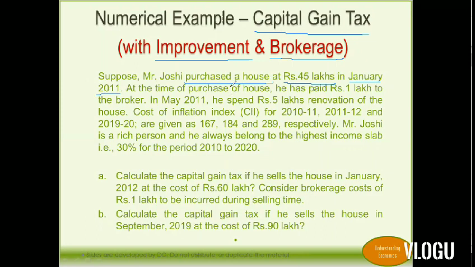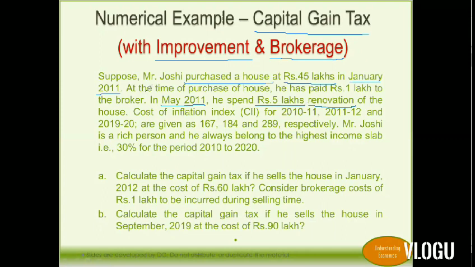Now after purchasing that house, the person has also done a renovation. So information on renovation is also there. And when has the renovation been made? The renovation has been made in the year 2011 and the month is May. So May 2011 is the time when the person has spent on the renovation of the house. And how much has he incurred? The cost that he has incurred is rupees 5 lakh.